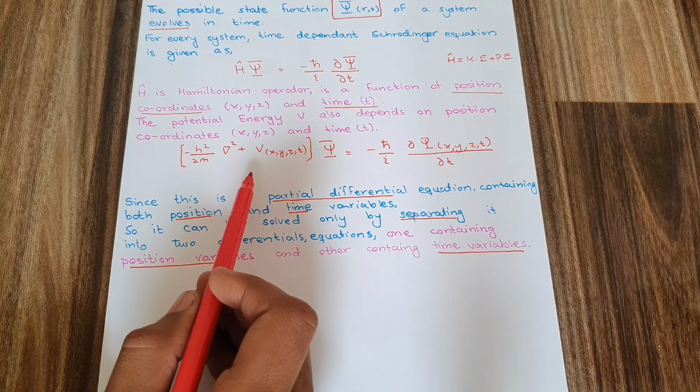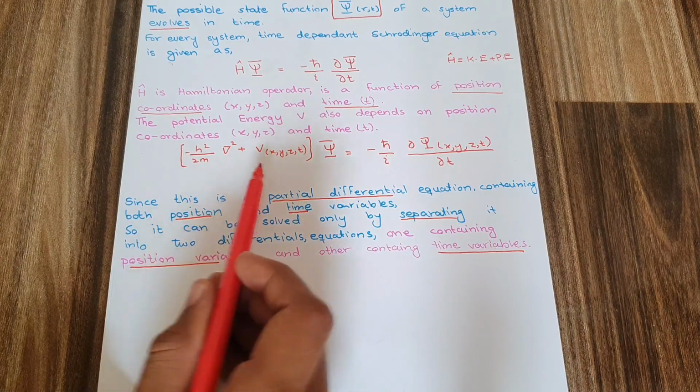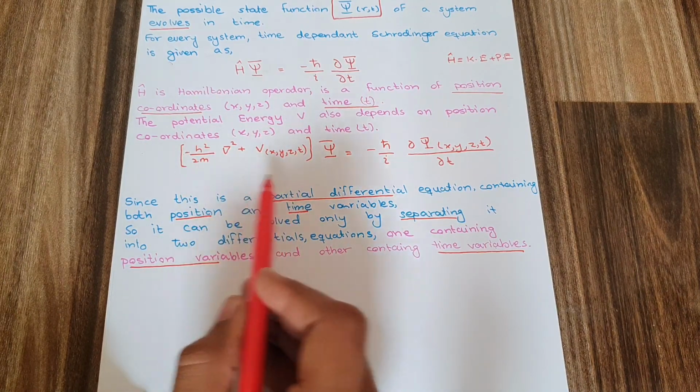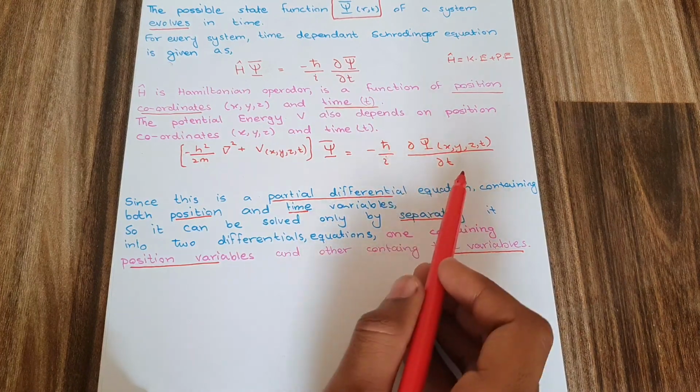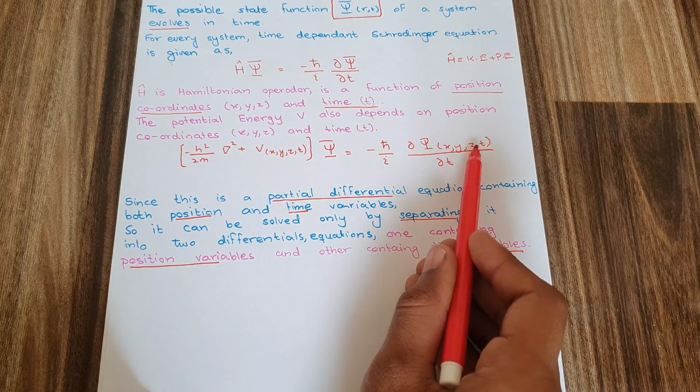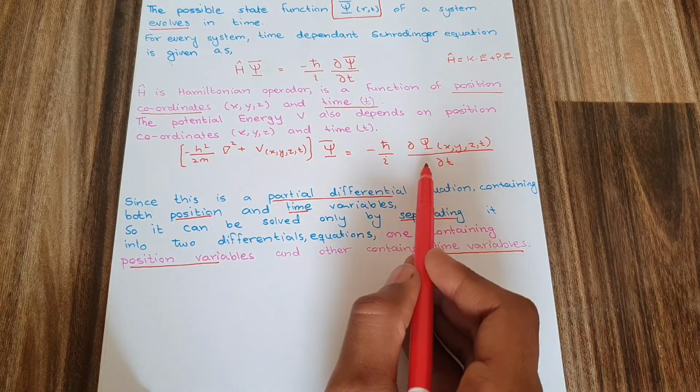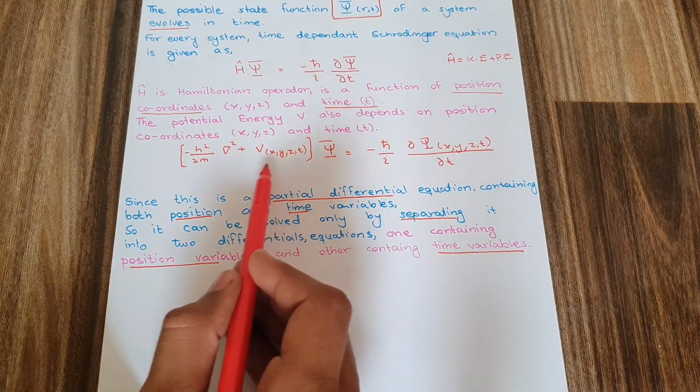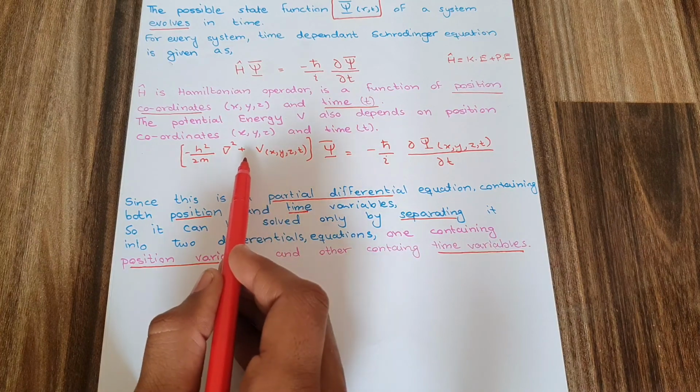In this way we will get two equations, in which one will contain only the position coordinates and another will contain only the time coordinate. I am repeating this: what we need to do is cancel out the position coordinates on the right hand side of the equation, and cancel out the time coordinates on the left hand side of the equation.